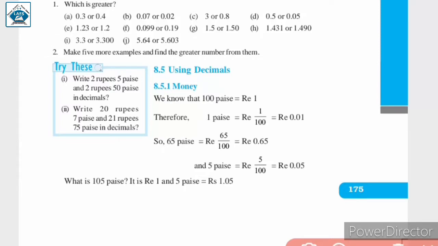Hello students, let us continue chapter 8 decimals. The next topic we are going to discuss is using decimals. So first of all we will be discussing money. We know that 100 paise is equal to 1 rupee.